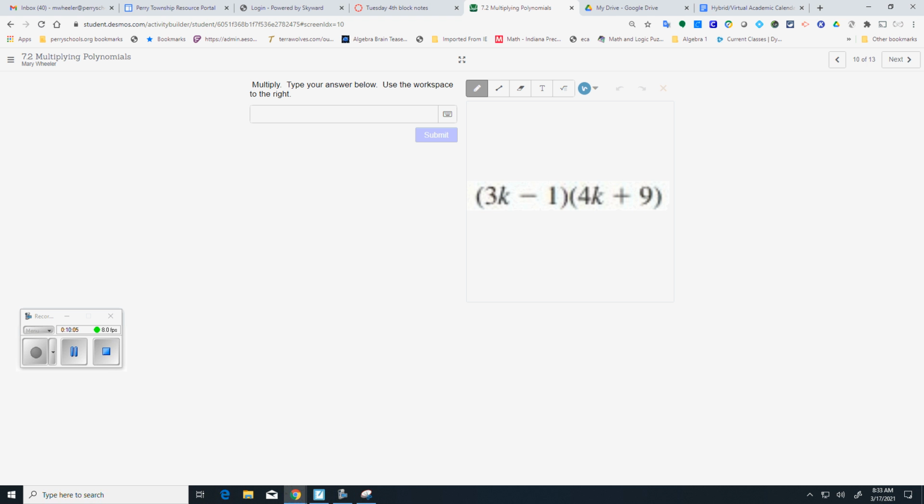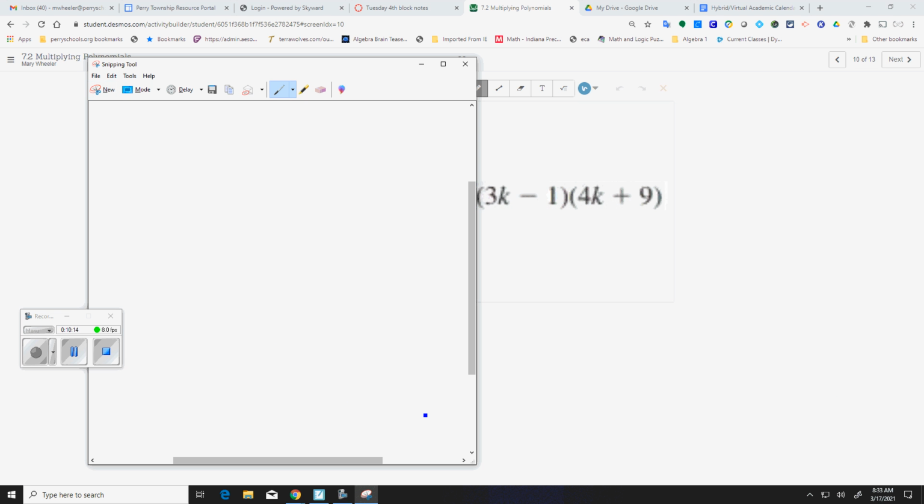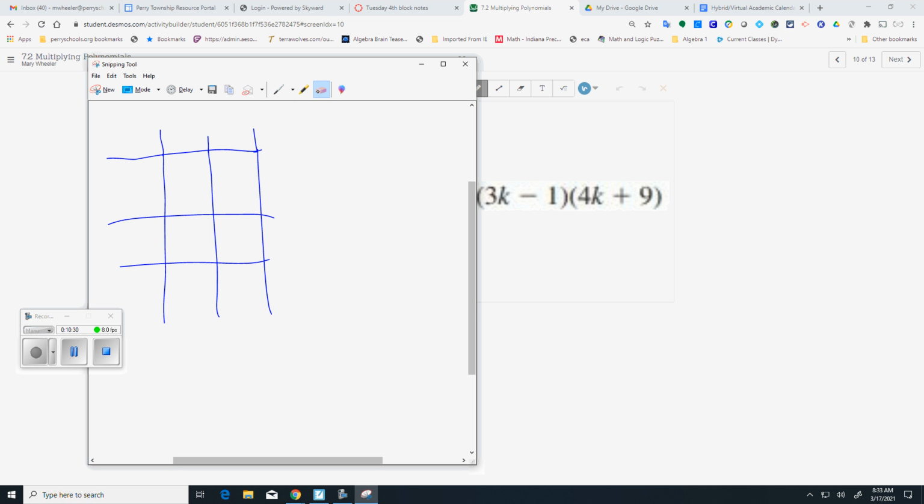On to the next one. Okay. On this one, I'm going to use the box method instead of foiling, just so you've seen it done both ways. So, draw a box. I made that way too long, but it's okay. It's all good. We have 3k minus 1 and 4k plus 9.